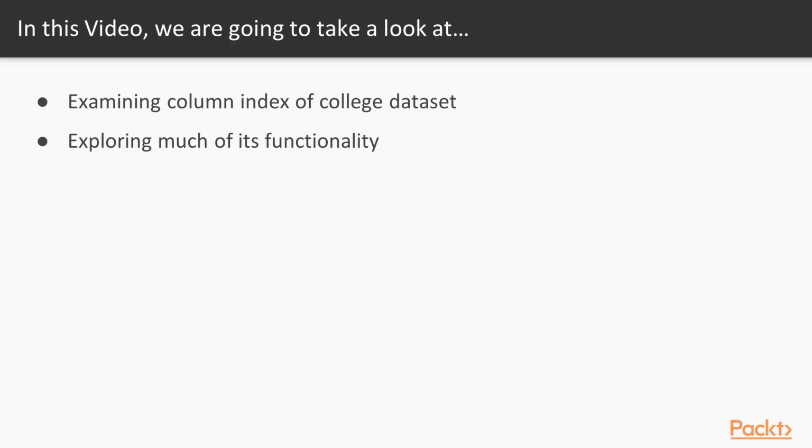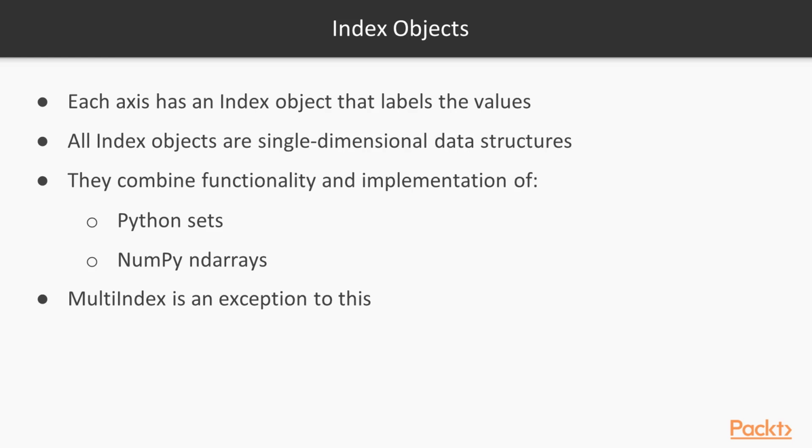In this video, we will examine the column index of the college dataset and explore much of its functionality. As was discussed in Section 1, Pandas Foundations, each axis of Series and DataFrames has an index object that labels the values. There are many different types of index objects, but they all share the same common behavior. All index objects except for the special MultiIndex are single-dimensional data structures that combine the functionality and implementation of Python sets and NumPy ndarrays.